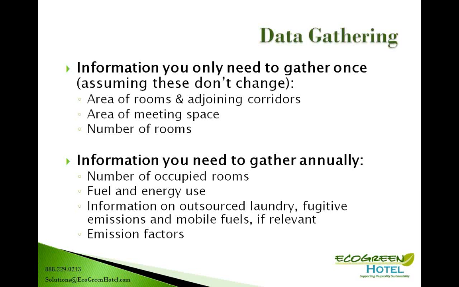On an annual basis, you need to have your occupied rooms, as I say, your fuel and energy use, from your meters if possible, rather than bills, because bills can be estimated. So it's more accurate if you go by meter readings for your allocated year. And then information on all of those additional, potentially additional sources of emissions, such as laundry, fugitive emissions, and mobile fuels. It's just those three extras on top of your fuel and energy use, and as I say, the emissions factors.